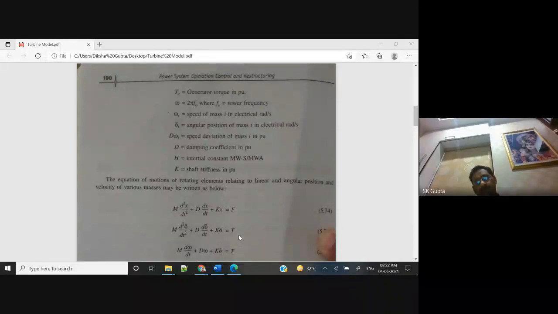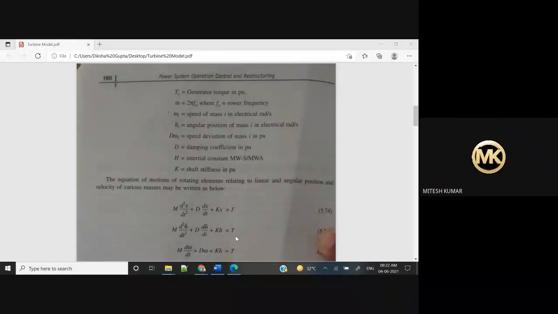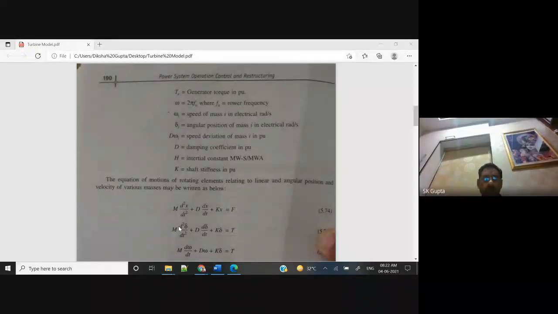Is this okay? Okay. So this equation is also known to you in the case of rotational motion. This equation is there for linear motion. This equation can be further written with d delta by dt equal to omega, so it is m d omega by dt, plus d omega, plus k delta, equals T.